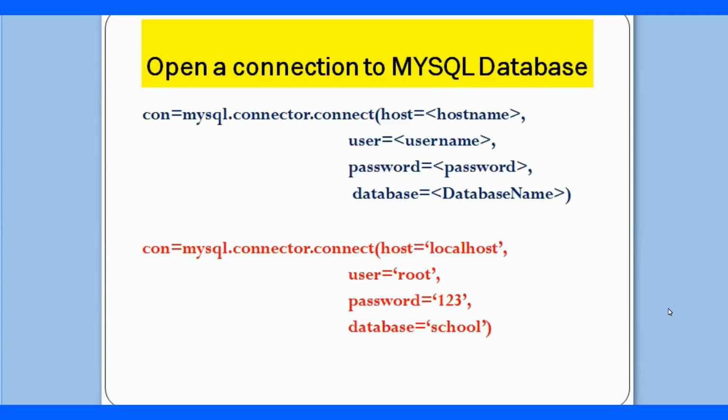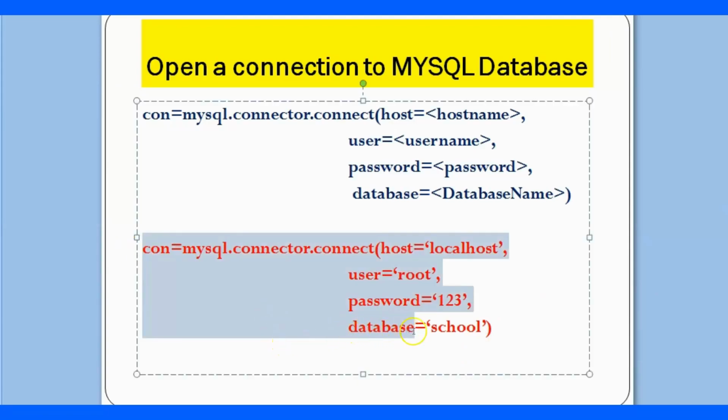Next, I taught you how to open the connection to the MySQL database. For that, this is the syntax. Let us recap this also. CON is nothing but the connection object. Here the variable for the connection object I have given is CON, short for connection.